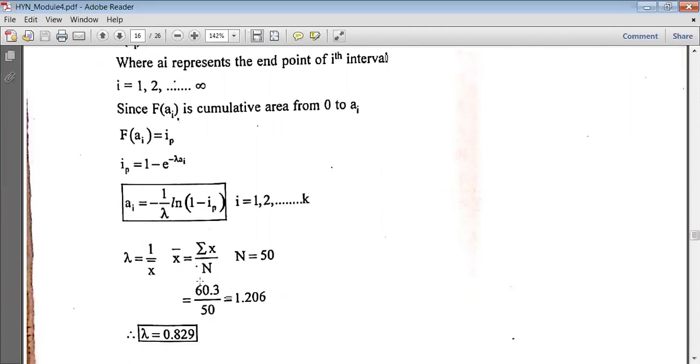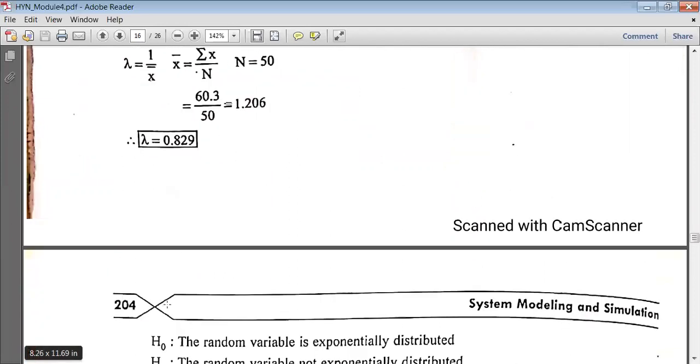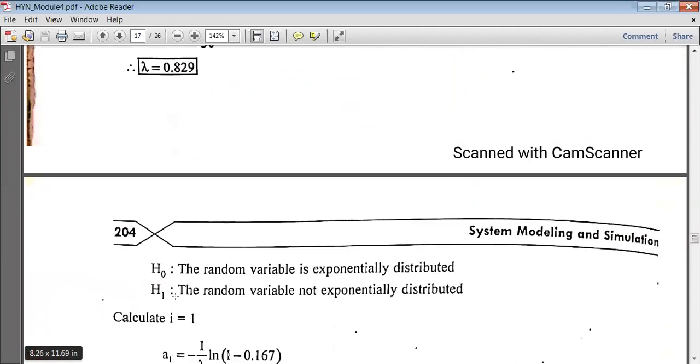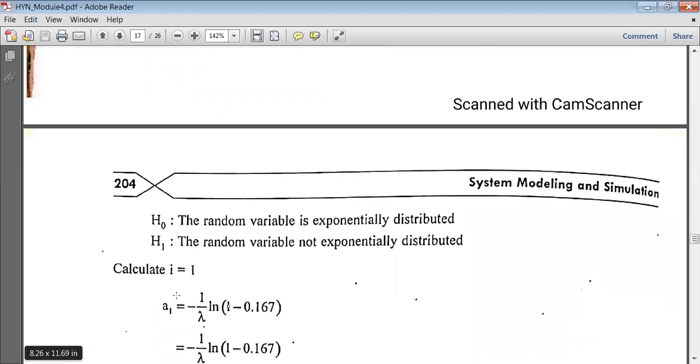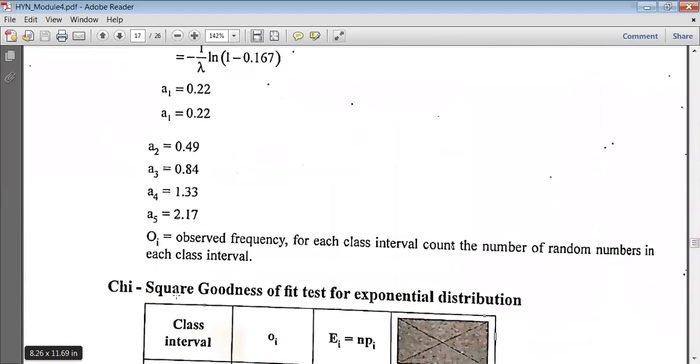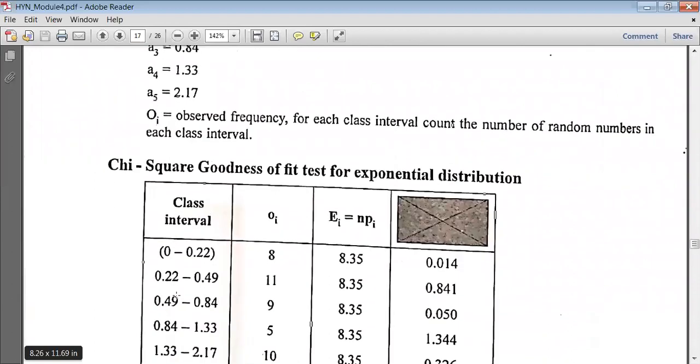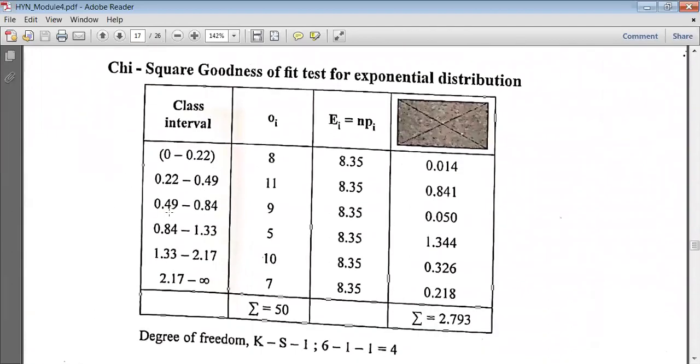x bar is sigma x divided by n, so add all the values and divide by n, and you will get the value of x bar. Use the value of x bar, use the value of lambda, and calculate all the different a's. Once you have got all the values for a, we form the class intervals, write the observed frequency, then write the expected frequency, Ei is equal to n into pi. Finally, (Oi minus Ei) whole square divided by Ei.